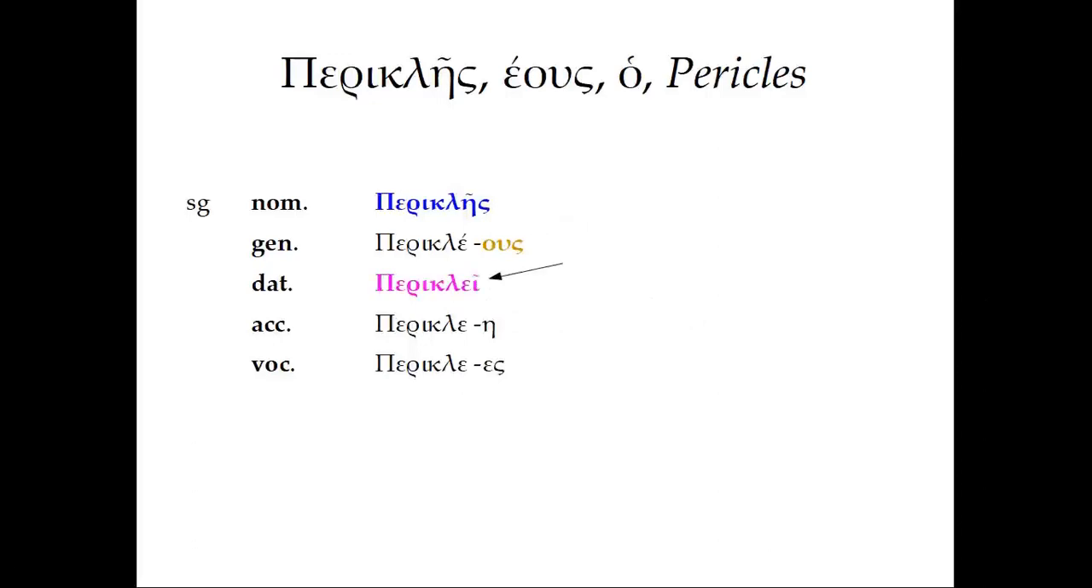That looks like Perikklei. In the accusative, we do see a little bit of irregularity. Instead of Pericles, as we might expect, we're going to see Periclea with a long alpha in the accusative. And in the vocative, we're also going to see contraction. That epsilon and epsilon are going to contract to epsilon iota, Pericles in the vocative.